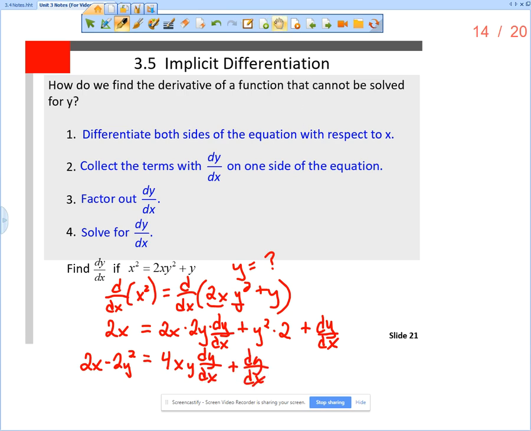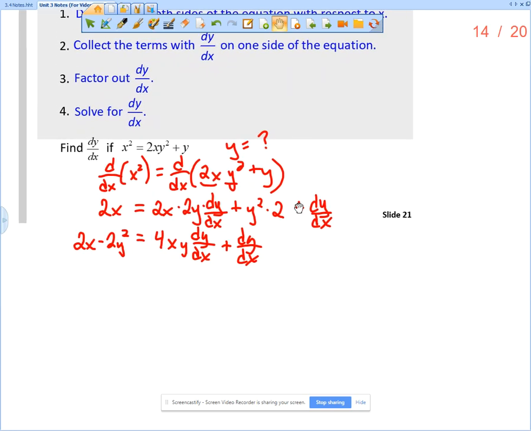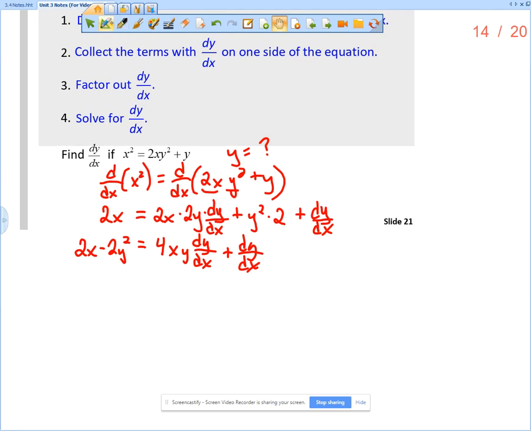Now what's going to happen? Step 3 says factor out dy/dx. So 2x minus 2y squared equals, just factor out dy/dx. Even if something else is factorable, we only want to factor out dy/dx. So I have 4xy plus 1. Don't forget about that. Now that's step 3.